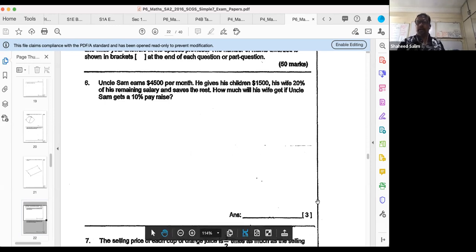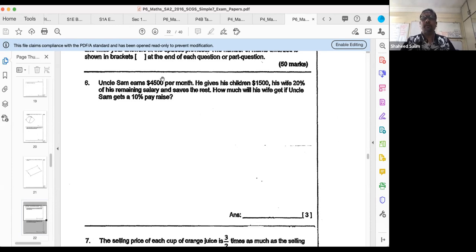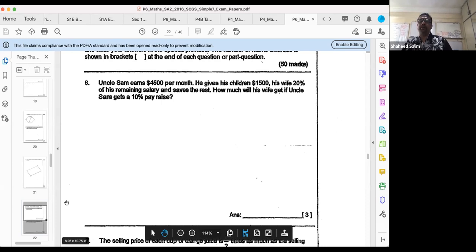Oh, pay raise. Sorry, I didn't see. Pay raise means the 4,500 increase by 10%. Davish, cannot be. The wife, how come get so much money? He doesn't even earn that money.